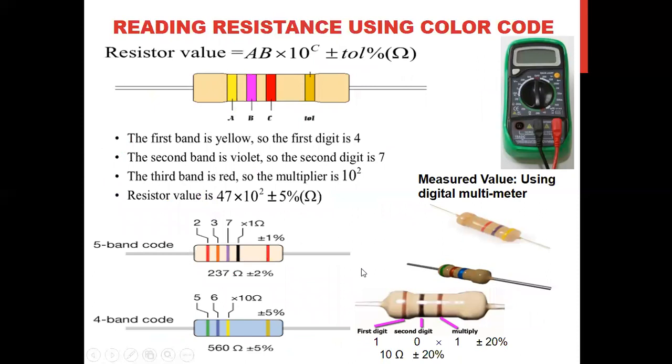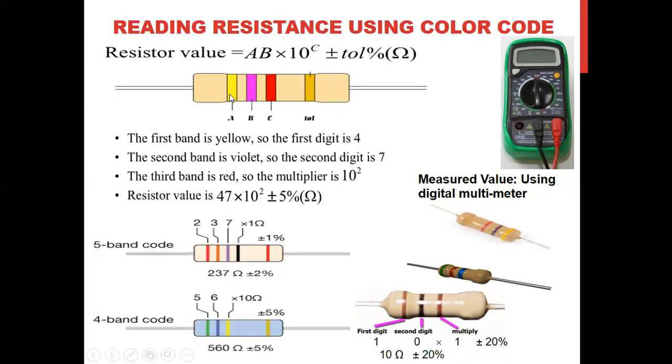Okay, now let us see how we can read. This is a 4-band resistor, so there are 4 stripes of colors. We mark these A, B, C, and this is the tolerance. Tolerance means the error in the measured value. So for the resistor value, the first digit A, the second digit B, the third one is the multiplier, which can be 0, 0 or 10 to the power C, and the fourth one is the tolerance. Usually we write the tolerance with plus minus. This is in ohms, the value of the resistance.